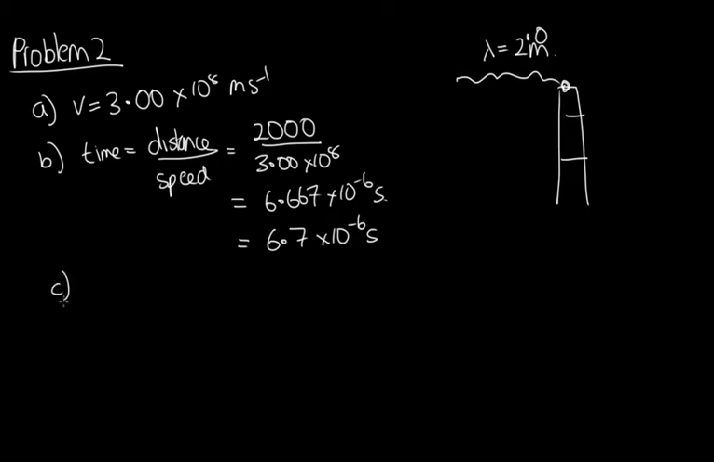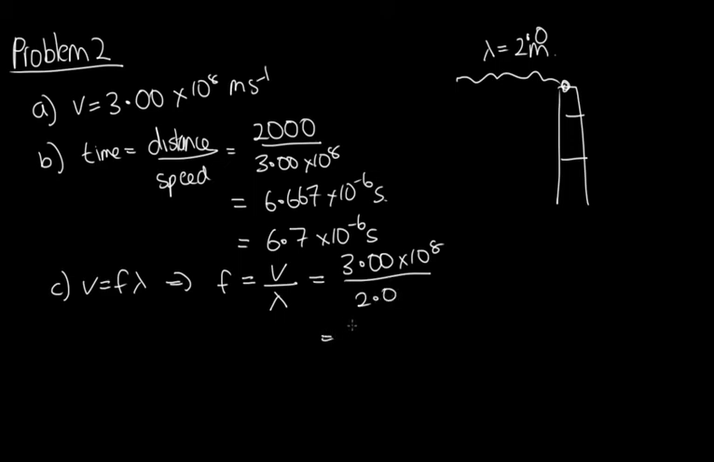Part C asks, what is the frequency of the wave? Well, to answer this one, we'll need to use our wave speed equation, v is equal to f lambda. We can rearrange this one to get the frequency. The frequency is equal to the speed over the wavelength. The speed is 3.00 times 10 to the 8, and the wavelength is 2 meters. And so this gives us 1.5 times 10 to the 8 meters per second to 2 significant figures.